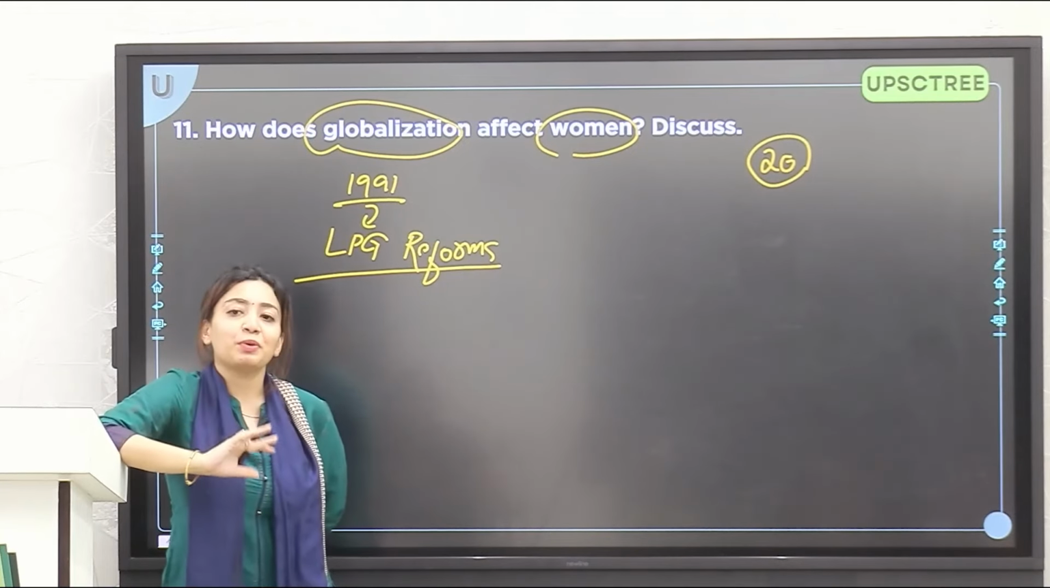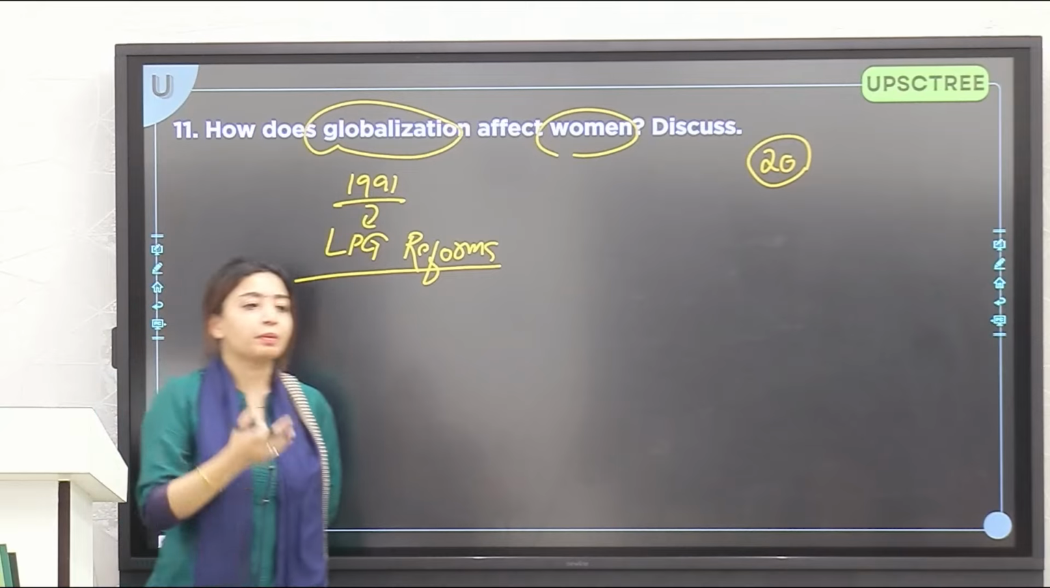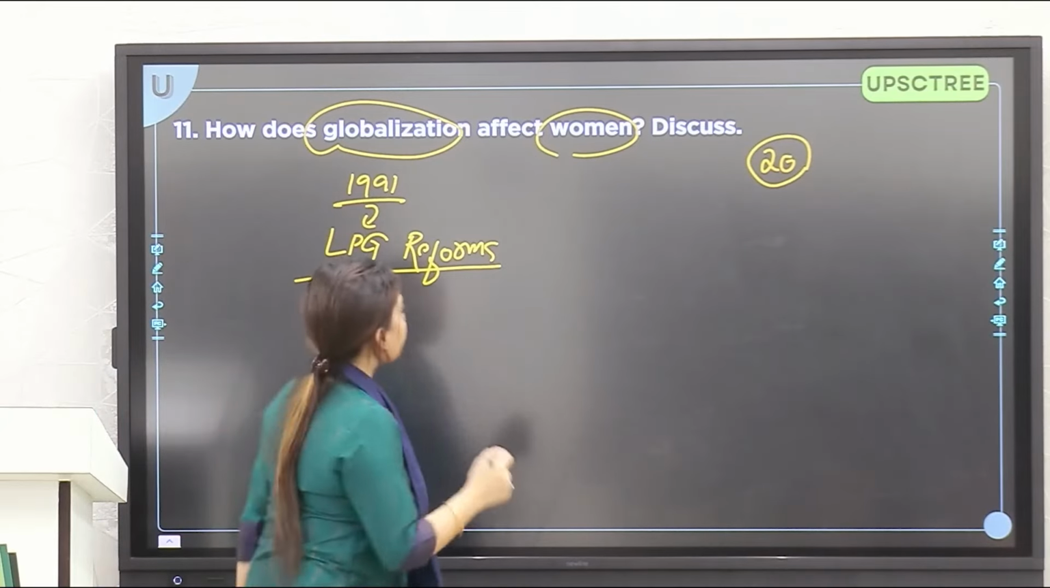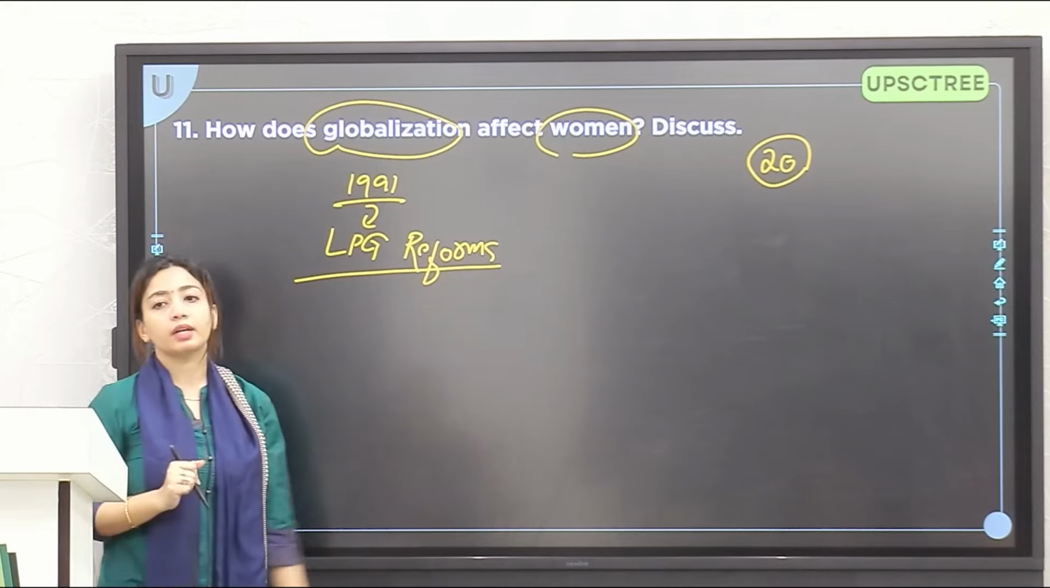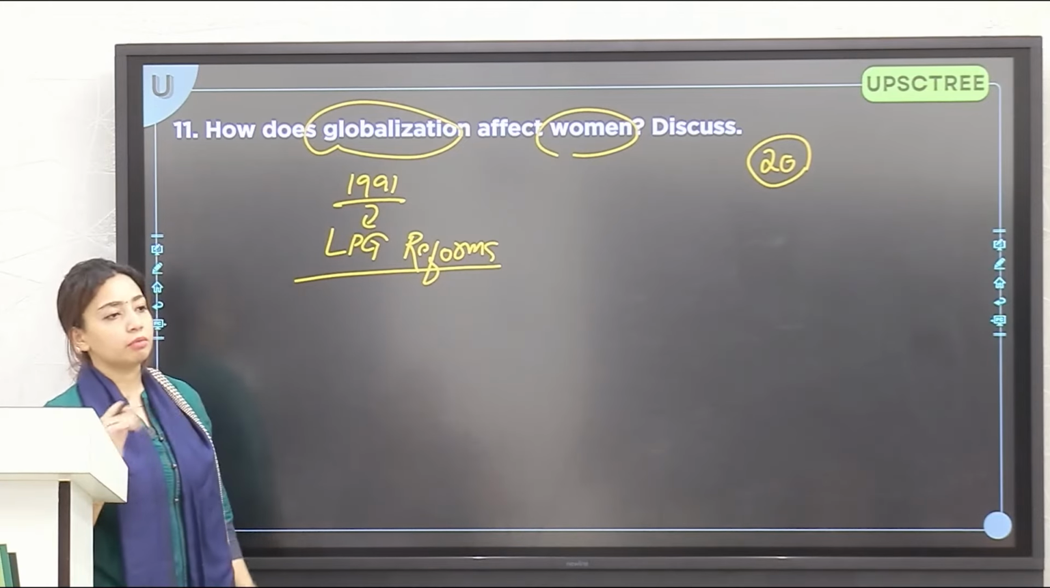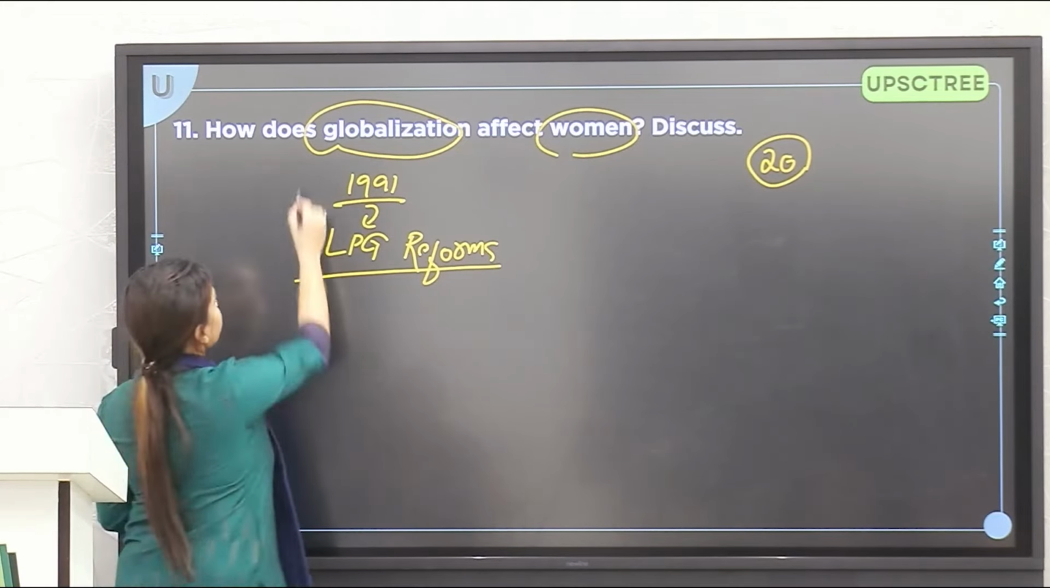Okay. So India became liberal and became globalized through LPG reforms movement in 1991. So what did it initiate actually?